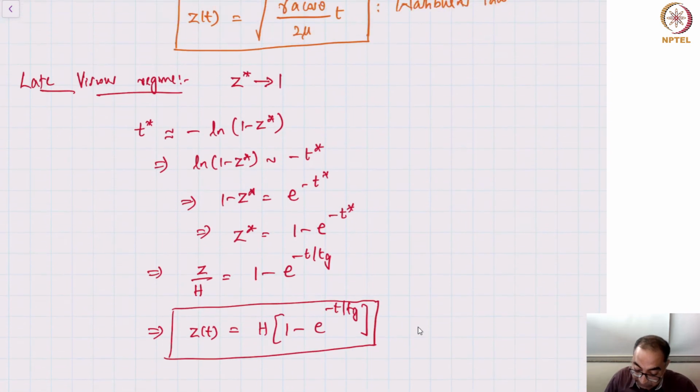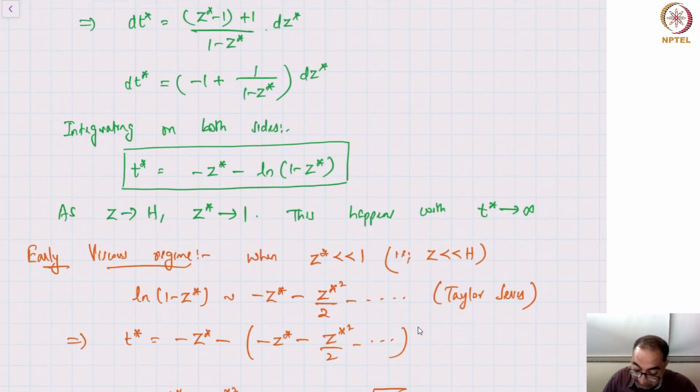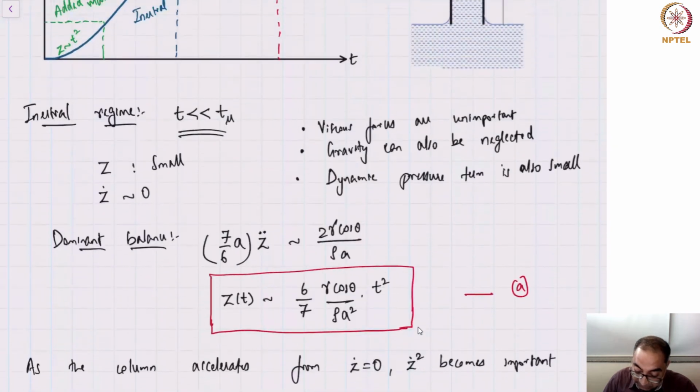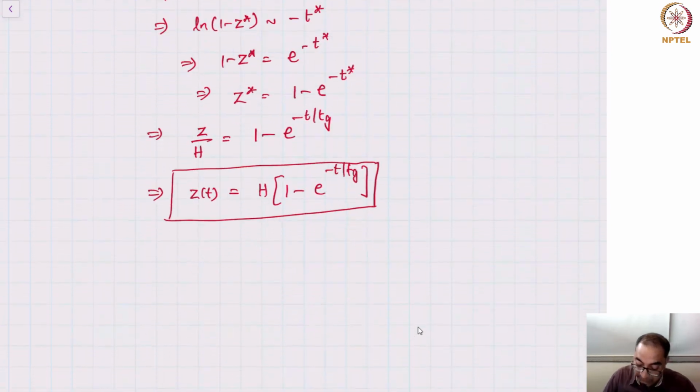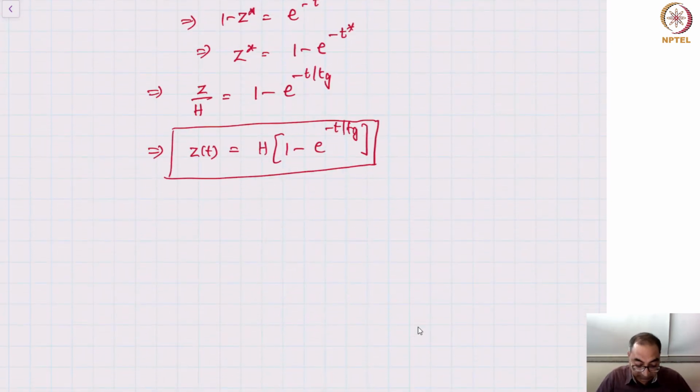This is the exponential decay. So we have got basically the fourth regime, which is exponential decay. So this one you can say is z goes like h into 1 minus e power minus t over a length time scale tg. That's an exponentially decaying regime. Okay, so these are the four regimes that we have got.